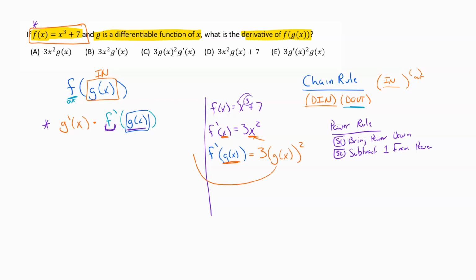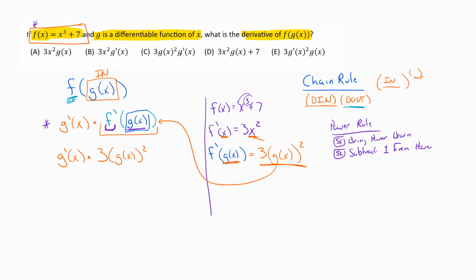So if we bring that back over here now, the front piece stays the same. That's going to be g prime of x. And now we can replace this f prime of g of x with what it's equal to. It is equal to 3 times g of x squared. And that's going to be our final answer.